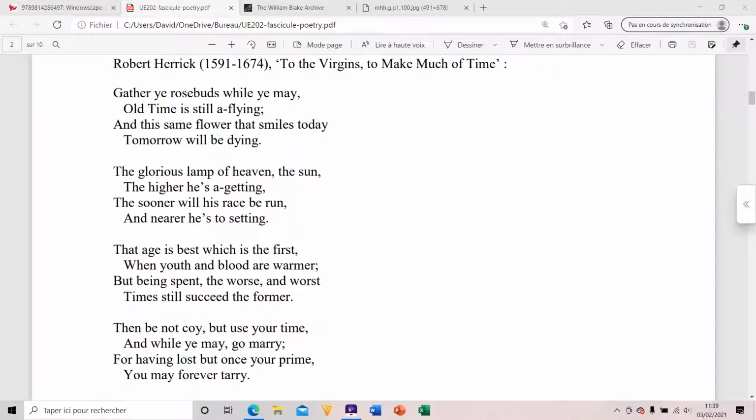And then in the fourth stanza, we break with that pattern to establish the contrast between the two choices that the young woman can make, marrying or forever tarrying.